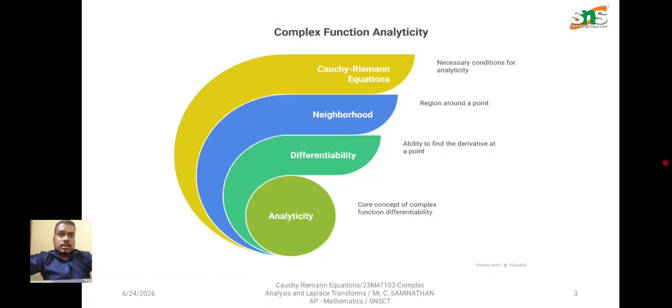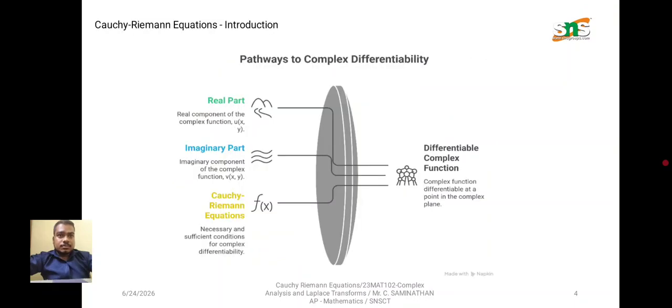Next, let us see complex function analyticity. Now that we understand the CR equations, let's explore the real world applications. There are two different ways, the real part and imaginary part, satisfying the Cauchy-Riemann equations: ux equals vy and vx equals minus uy.